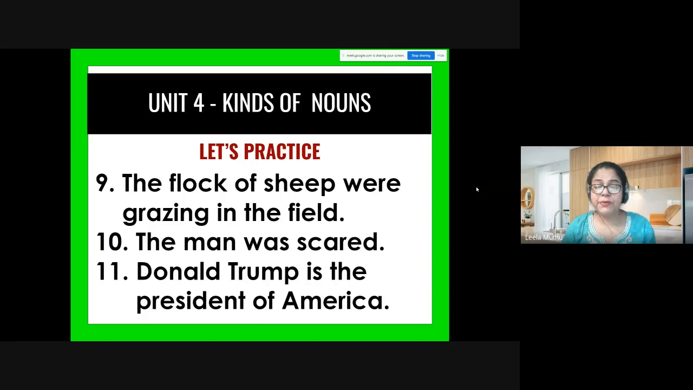The flock of sheep were grazing in the field. Flock of sheep, collective noun. Field, common noun. The man was scared. Man, common noun.